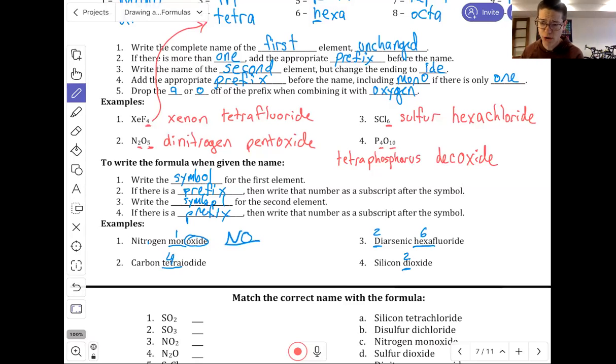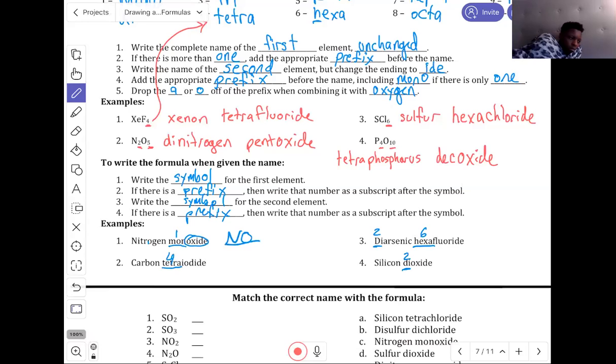An emphatic no in all caps. Okay. Carbon tetraiodide. What are we saying no to? Why do we say no? Just because that's the way it is. So what's the symbol for carbon?